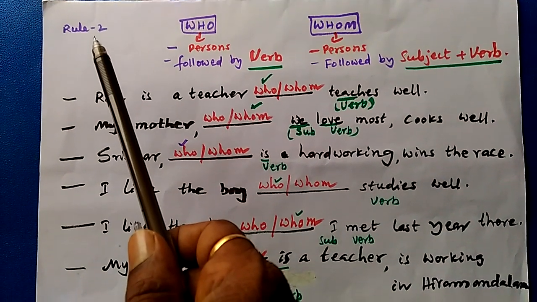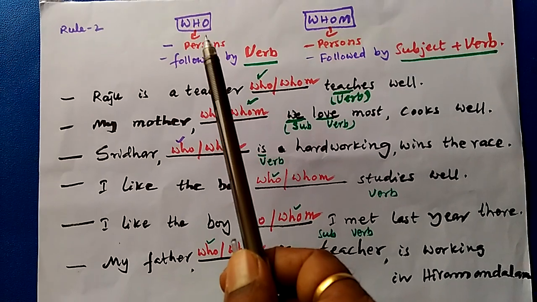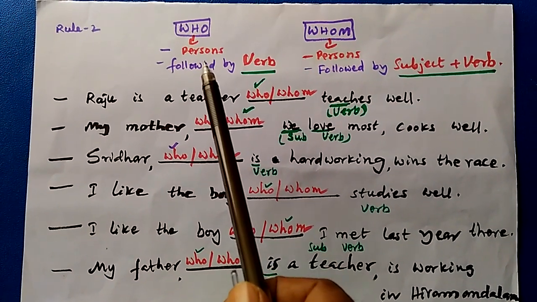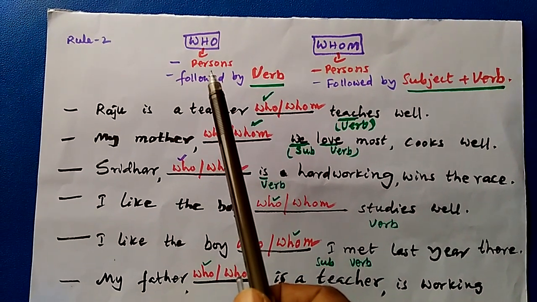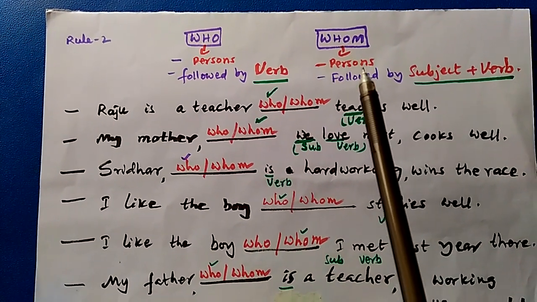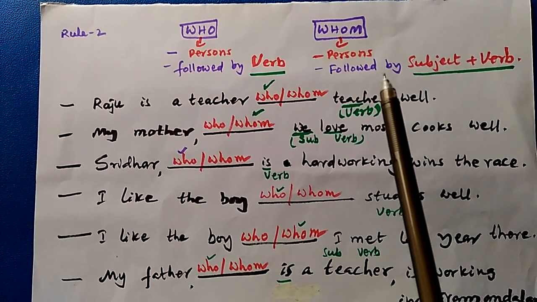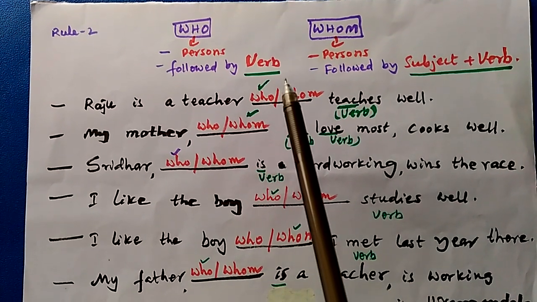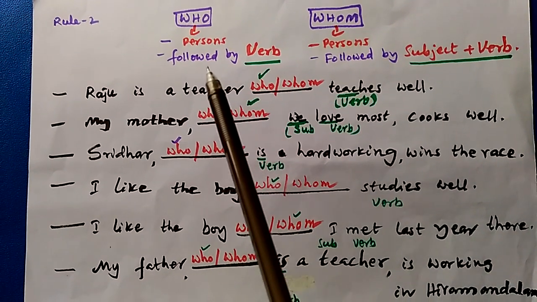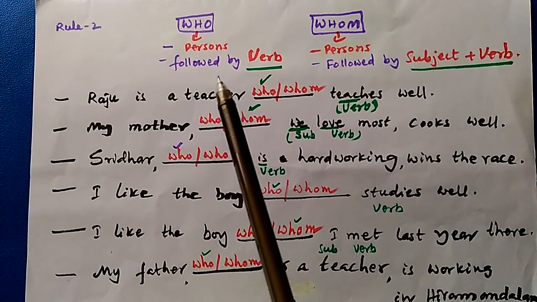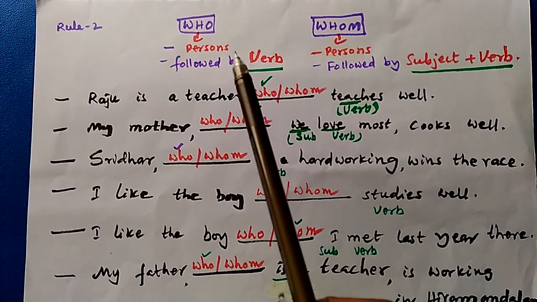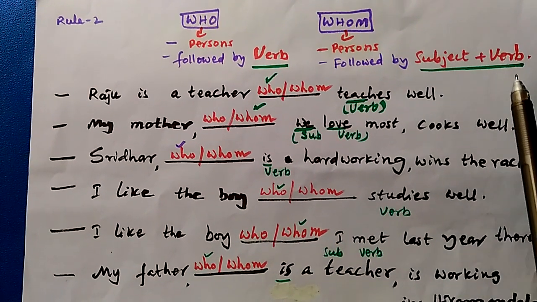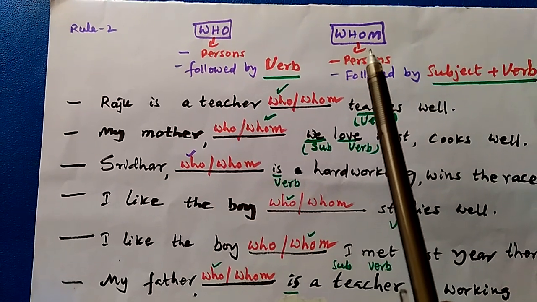Here is rule number 2, which tells us where to use who and where to use whom. Who is used for persons in the subject place. Whom is also used for persons but in the object place. What is the clue with which our students can do it very easily? Very easy. If the blank is followed by a verb, then we prefer to use who. If the blank is followed by subject plus verb, we prefer to use whom.